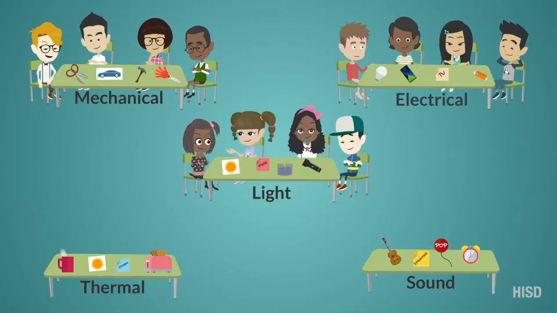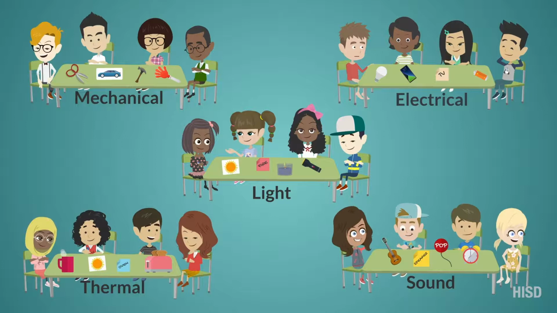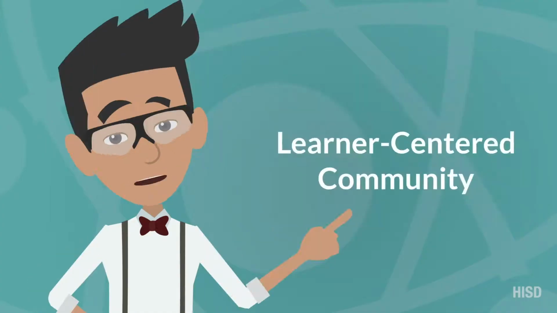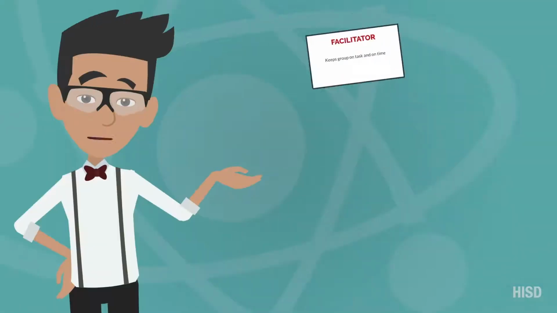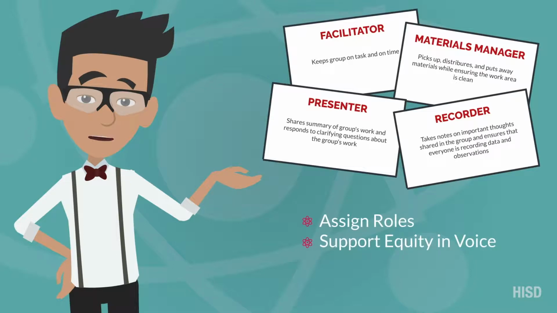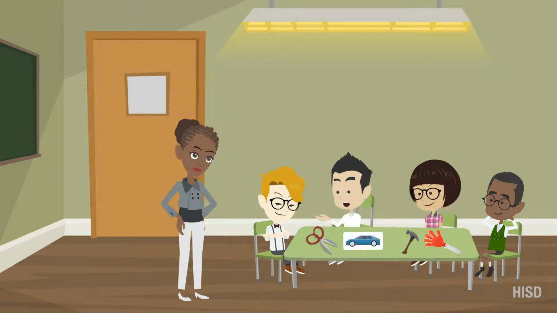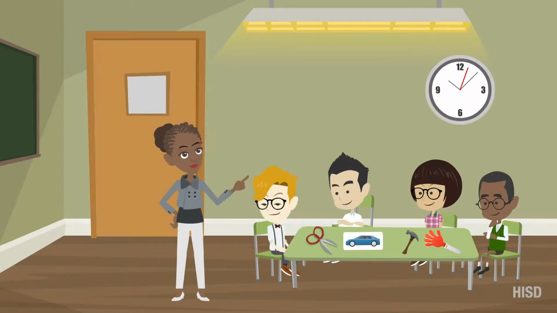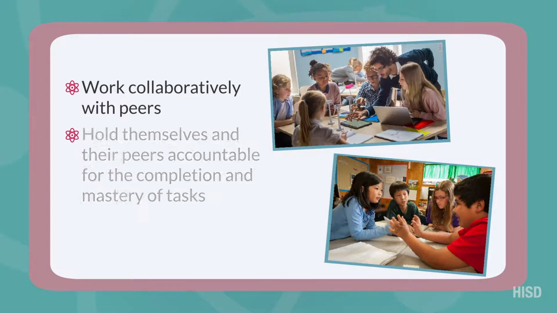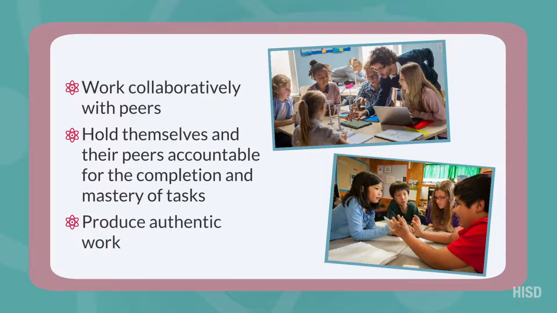Cooperative grouping is a systematic and efficient way to arrange students into mixed ability groups to provide a variety of learning experiences that will support content development. This facilitates student-to-student interactions by fostering a learner-centered community. Management cards can be used in learning with cooperative groups to assign roles, support equity in voice, and provide accountability. While students are working, teachers monitor the group expectations and promote time management. Cooperative groups encourage students to work collaboratively with peers, hold themselves and their peers accountable for the completion and mastery of tasks, and produce authentic work.